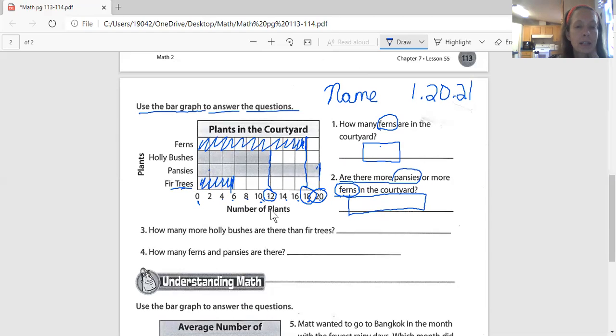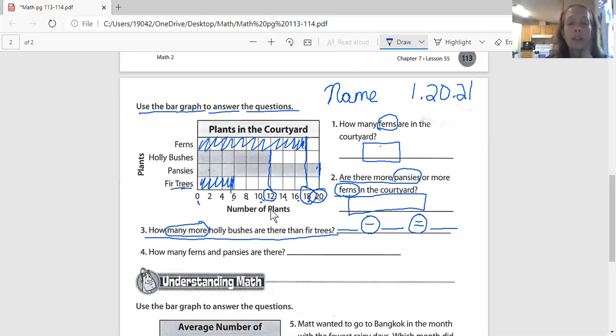The question says, how many more holly bushes are there than fir trees? Okay, we've been really working hard on operation words. And I see right here, my operation words are many more. Many more shows me that when I do a number sentence here, that I am going to subtract. So I know subtraction goes right in here, and you know exactly what goes in here.